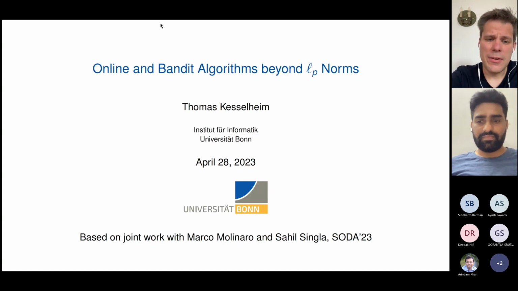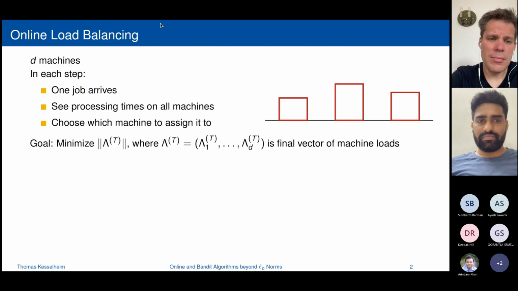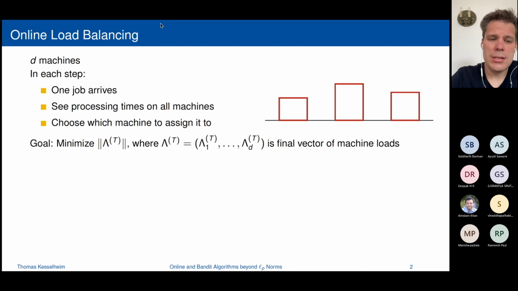The problem I'd like to focus my talk on is a problem I think many of us know and love, which is online load balancing. It's a very simple problem that has been studied for a long time. What's the problem? We have D machines, and in each step, one job arrives, and we can choose which machine to process this job on.